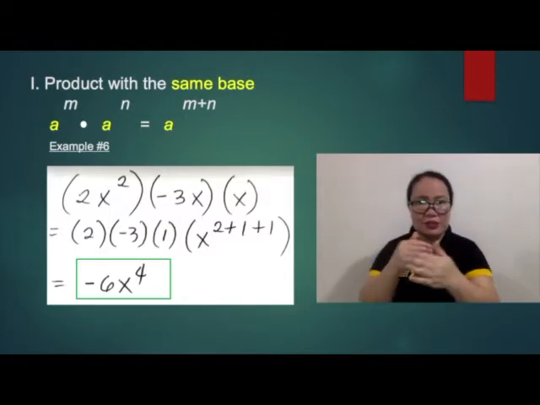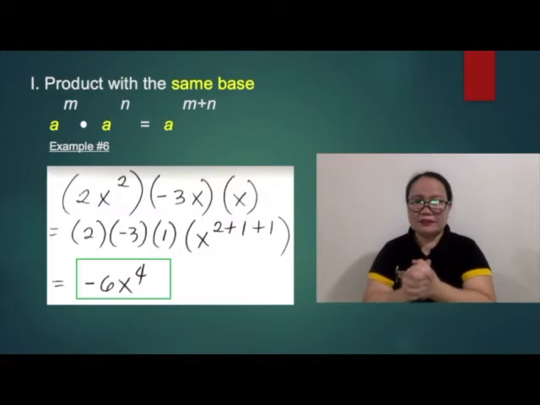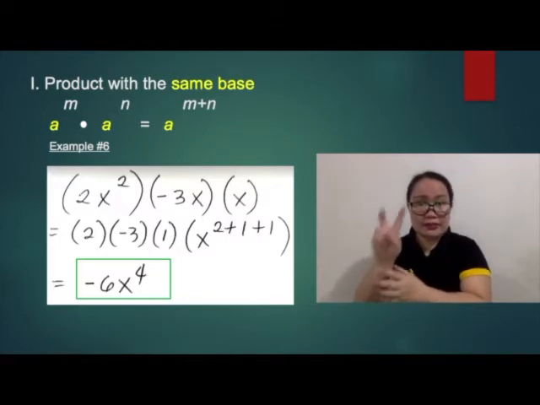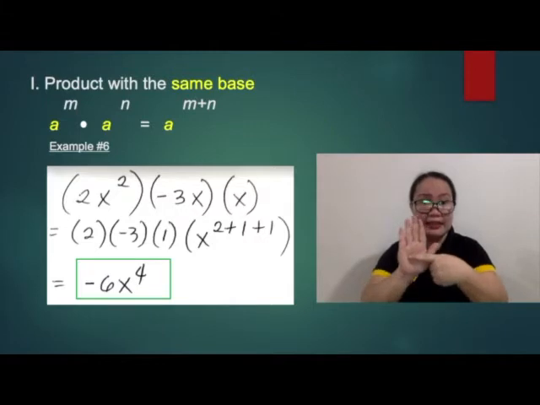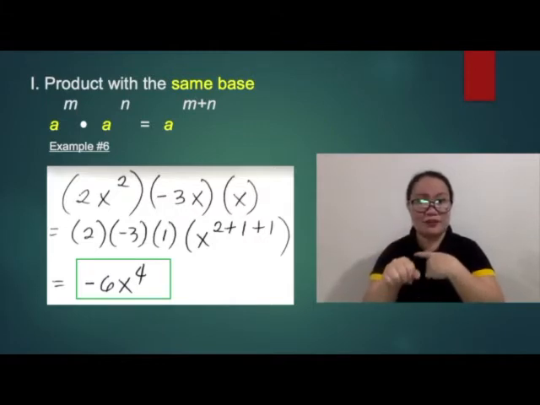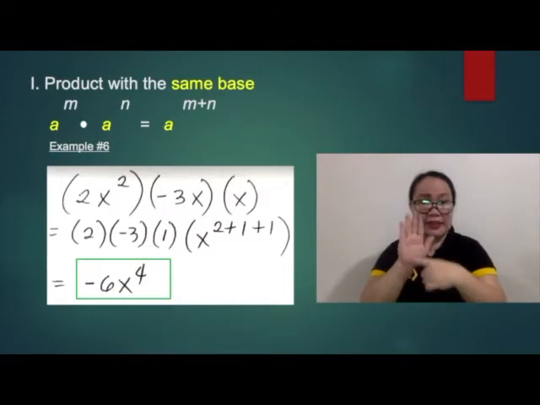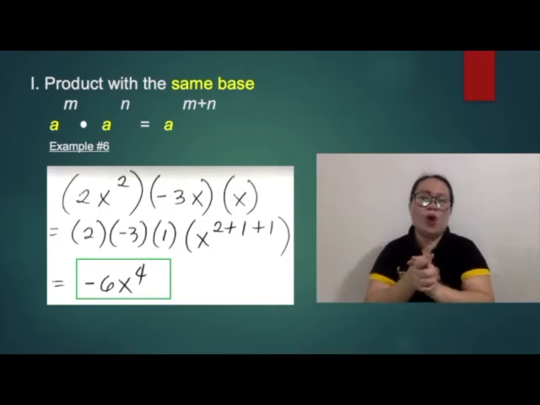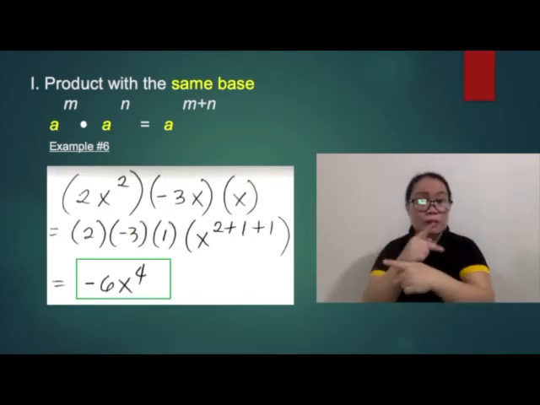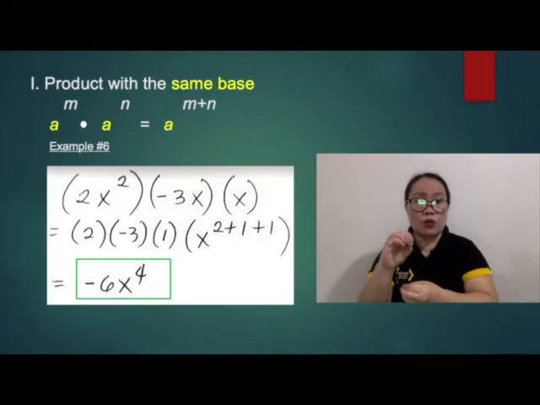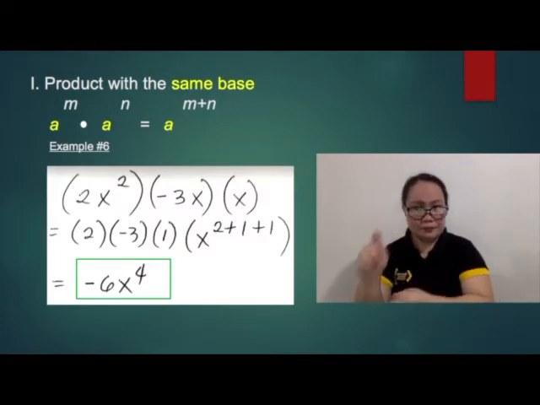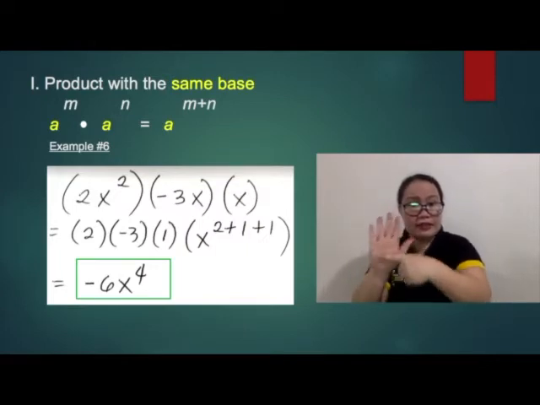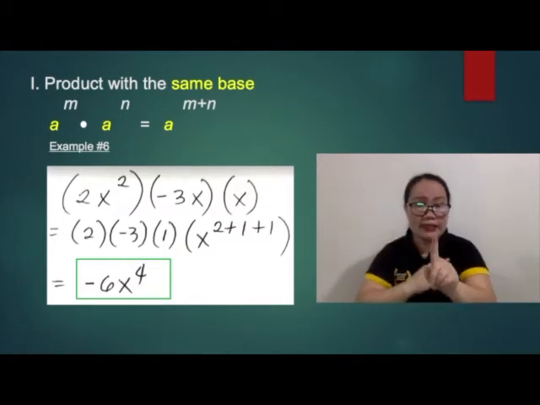Okay, we'll proceed with the next example, number 6. 2x squared times negative 3x times x. This time, we have a negative integer. So, first, multiply the numerical coefficients: 2 times negative 3 times 1.